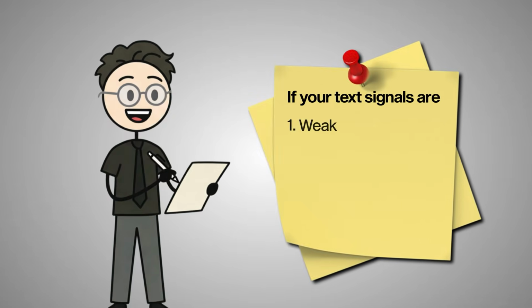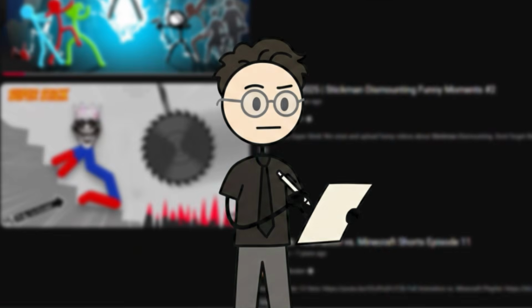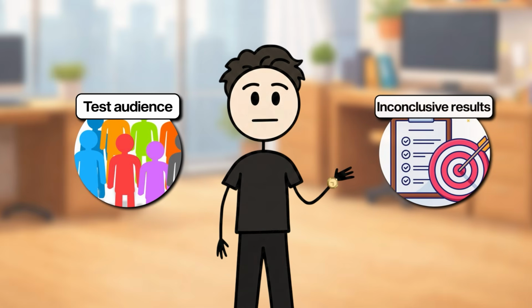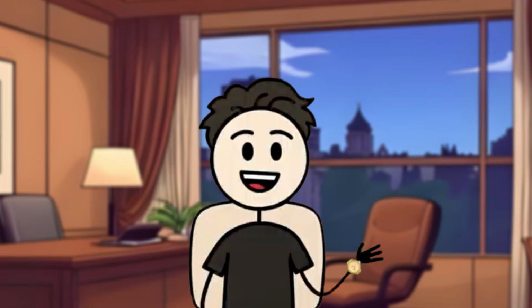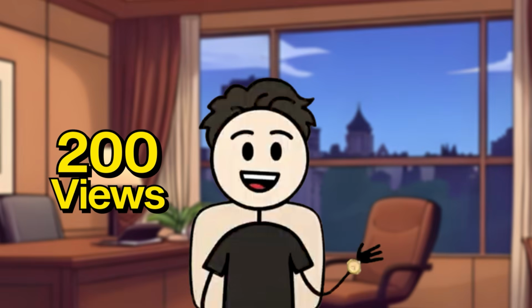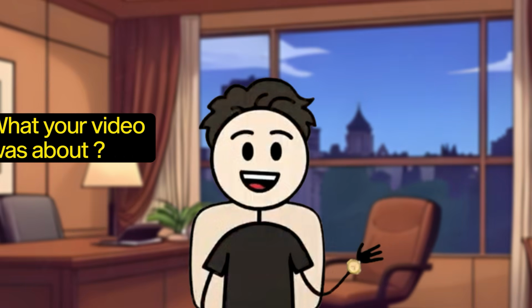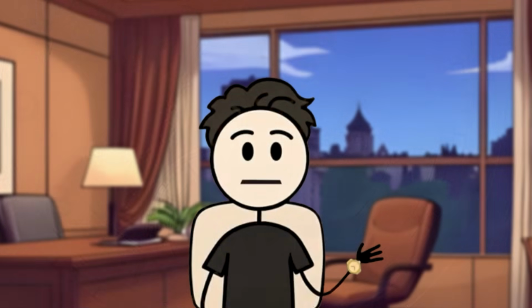If your text signals are weak, vague, or inconsistent with each other, YouTube cannot confidently place your video anywhere meaningful. So it hedges. It shows your video to a small test audience, gets inconclusive results because that audience was probably not the right one, and then deprioritizes your content before it ever had a real chance. You end up with 200 views thinking your video just was not good enough, when the real problem is that you never clearly told YouTube what your video was about and who it was for. The 2-minute hack fixes exactly this, and it does it by making your text signals so clear and so consistent that YouTube can confidently match your content to the right audience from the moment you hit publish.